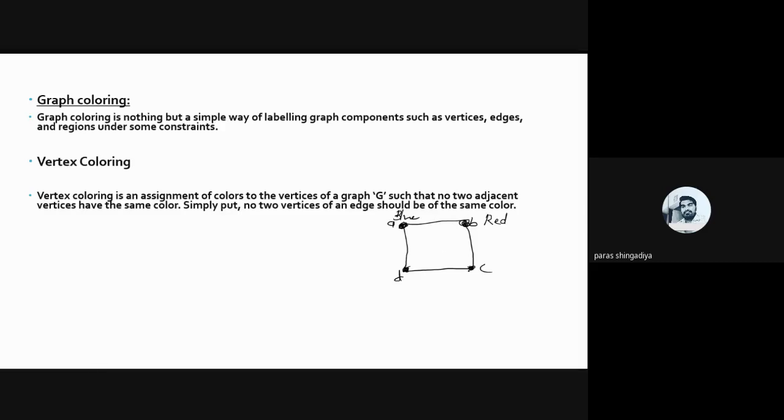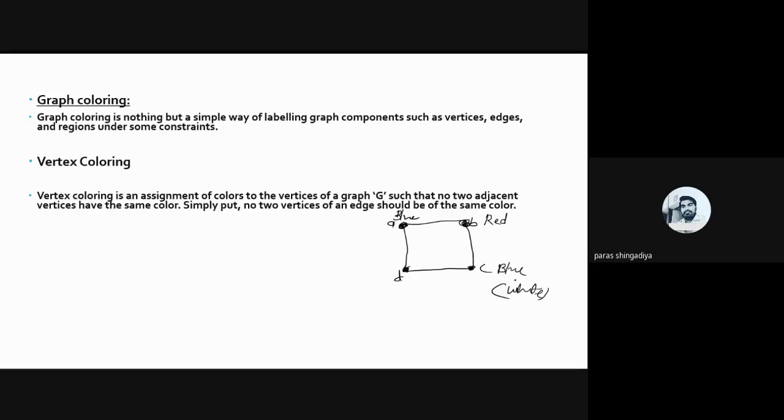Now for the third vertex. The third vertex is C, so I cannot use red color here. Why? Because C is adjacent to B, okay, but A and C are not adjacent, so here I can use blue color. Otherwise, you can use another color in place of that. You can also use a different color in place of blue, let us say white. But one possibility is you can use blue color here.